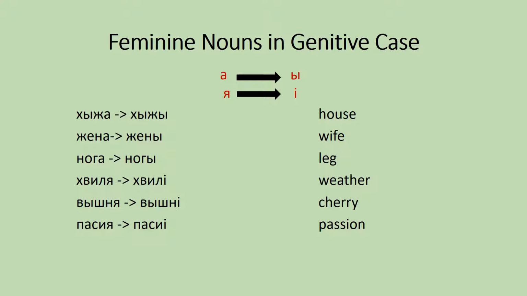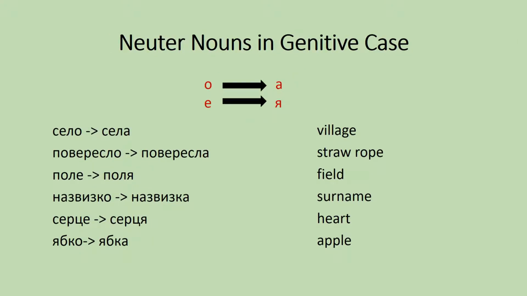Chwilja, meaning weather, becomes chwili. Vishnya, meaning cherry, becomes vishny. Pasiya, meaning passion, becomes pasiyi. Neuter nouns in the genitive case.